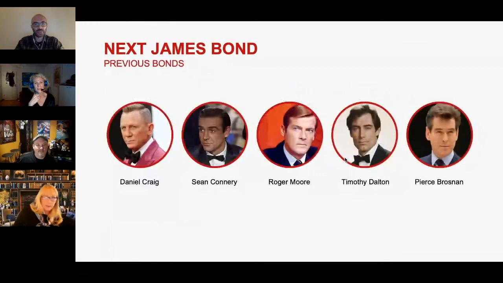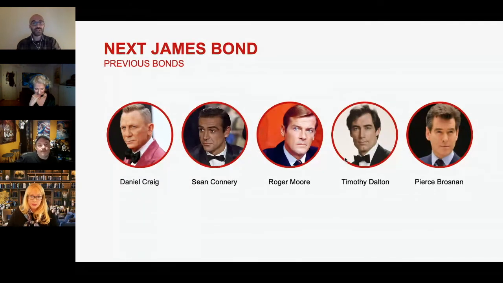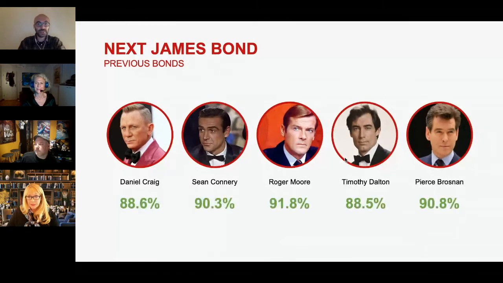Actually, I have one more slide. One thing, we made a few analyses over this James Bond casting. Here you see the previous James Bonds. What we did, we asked AI what it thinks in terms of the match of these actors with the characters. Here you see the scores that the system is giving. They are pretty similar. There are only 2-3% differences.